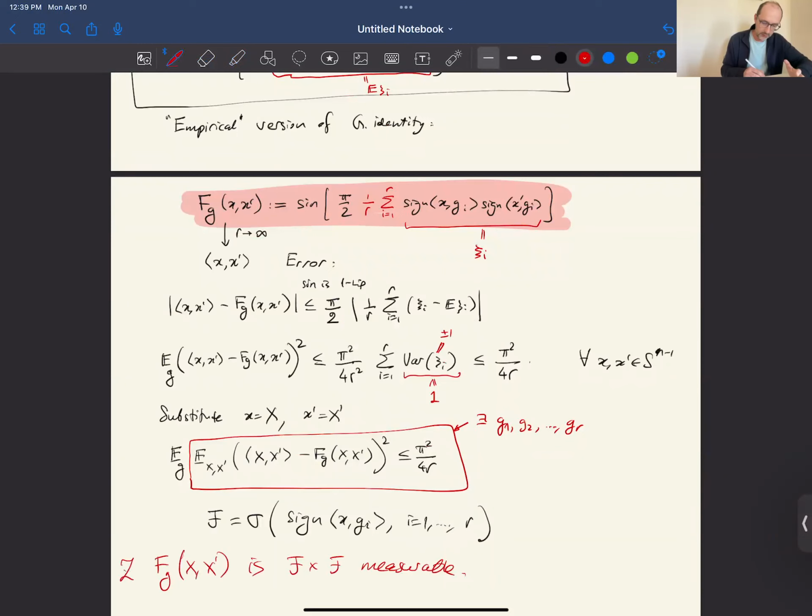So let's call this z. That's a random variable. What do we know about z? Well, what do we know about the sigma algebra? First of all, how many signs do we have? We have 2 to the r signs, right? So the sigma algebra is generated by a partition of a sample space into 2 to the r parts.